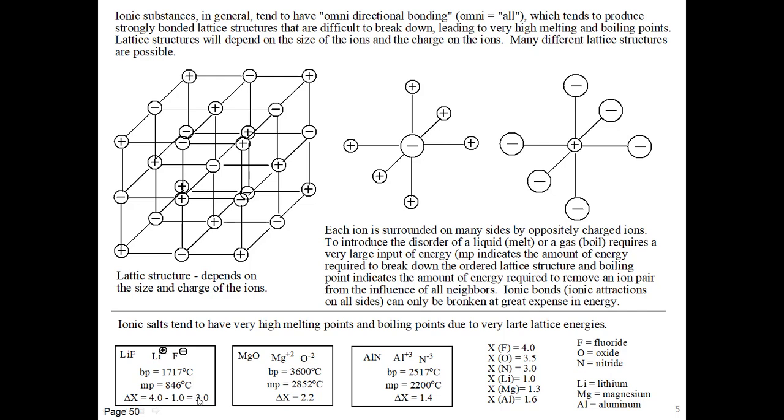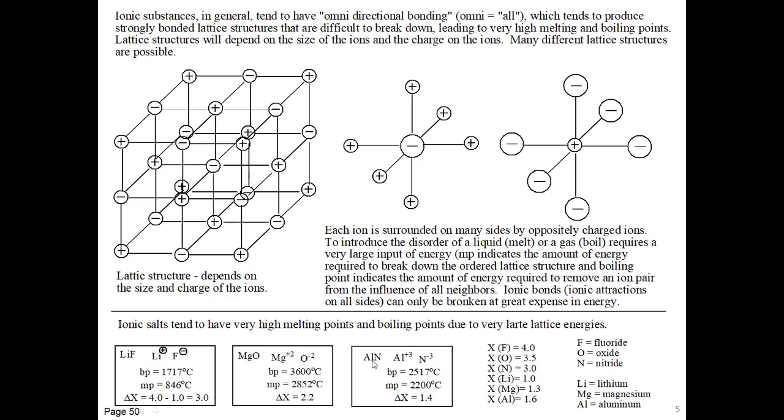So very, very large. I picked this one because it's a +2 and a -2, just to show a difference. Magnesium +2, oxide -2. Extremely high boiling point, 3600 degrees. Melting point 2852. That's super high. The difference in electronegativity between these two is 2.2. So again, very large difference. Over 2, we call it ionic.